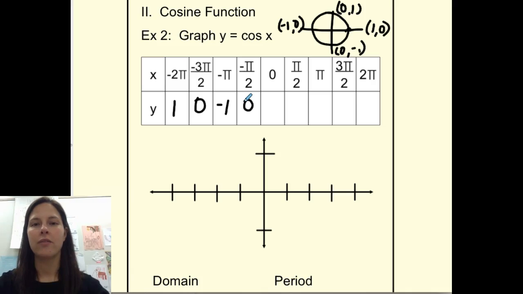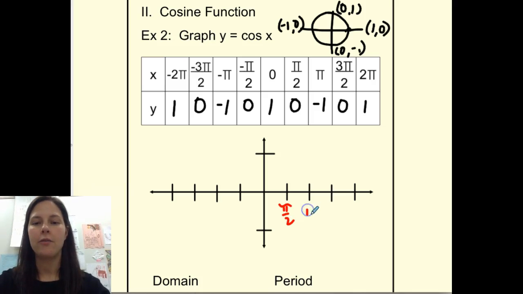Negative pi over 2, we are at 0. At 0, we have a cosine value of 1. Up at pi over 2, we have 0. Over to pi, negative 1, down to 3 pi over 2 is 0, and back around to 2 pi, we are at 1 again. Our cosine graph looks very similar to our sine graph, except it's shifted because we're not starting at 0 like we did for our sine function. We're starting at 1.